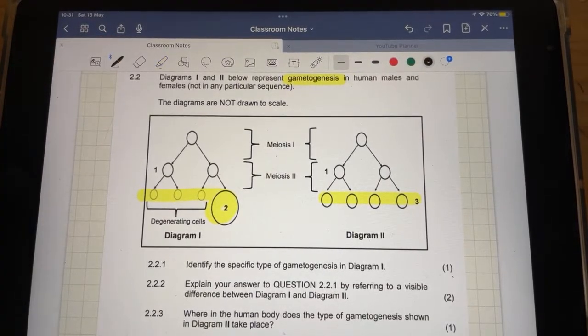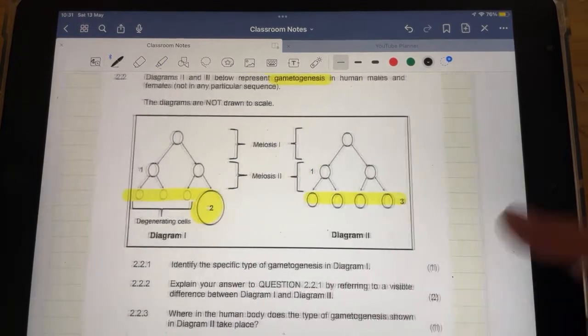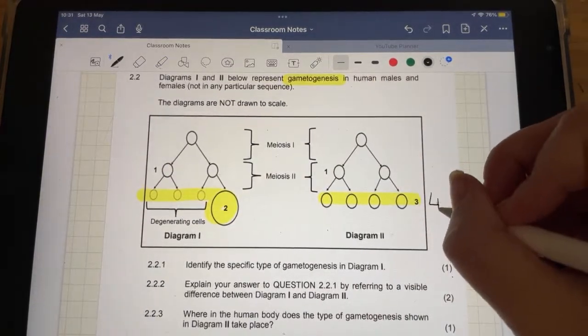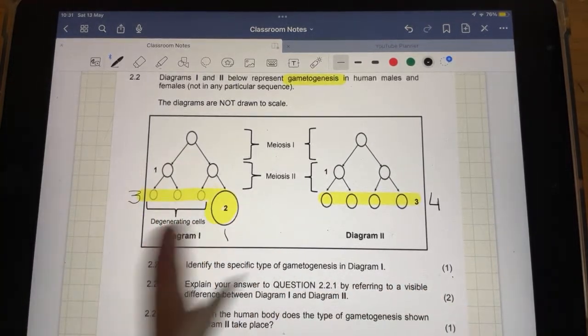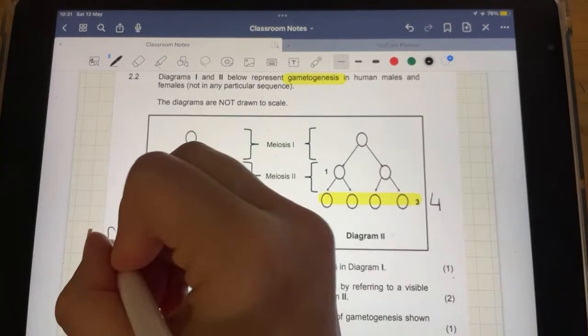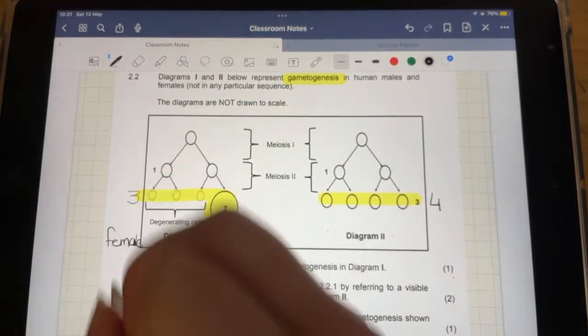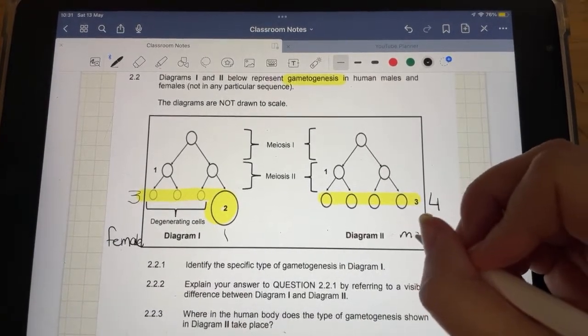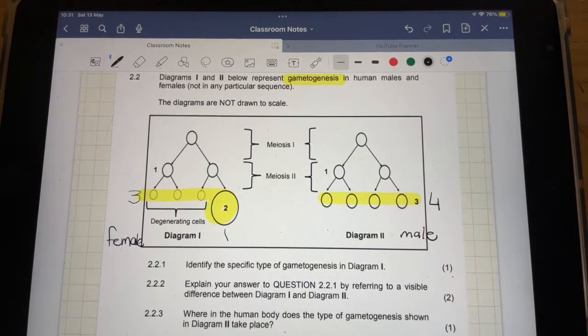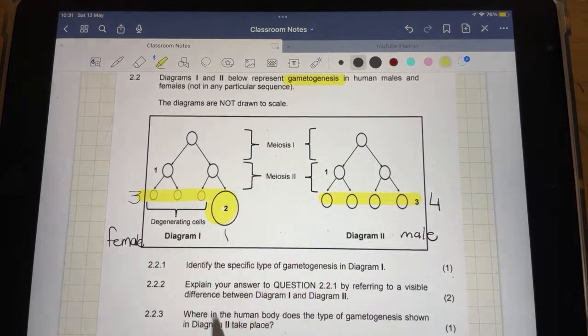That's the key to telling us whether it's male or female. In male gametogenesis, or male meiosis, you end up with 4 completely identical cells. In females, however, you end up with 3 polar bodies and 1 ovum. And so that's how I know diagram 1 is female. I'm going to write that down because we probably will need it later. And diagram 2 is of a male. Okay, right. Now, let's get into our question.